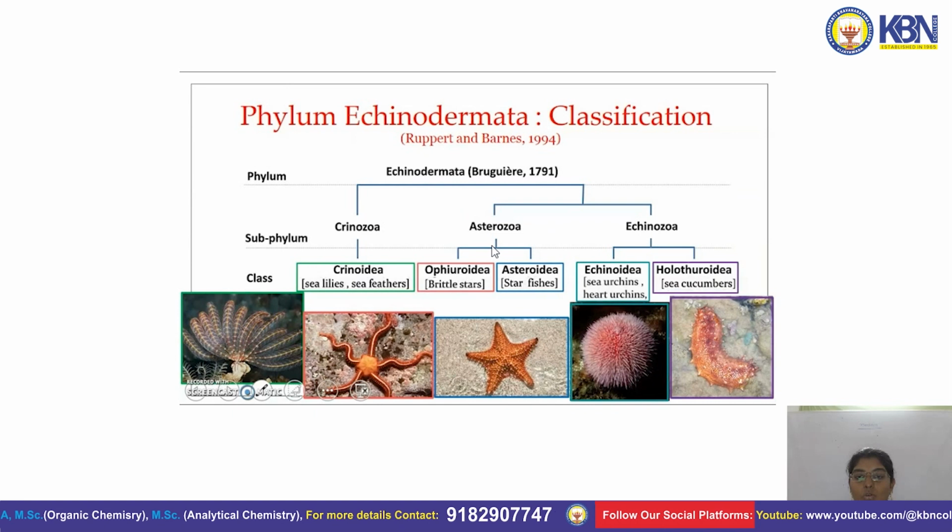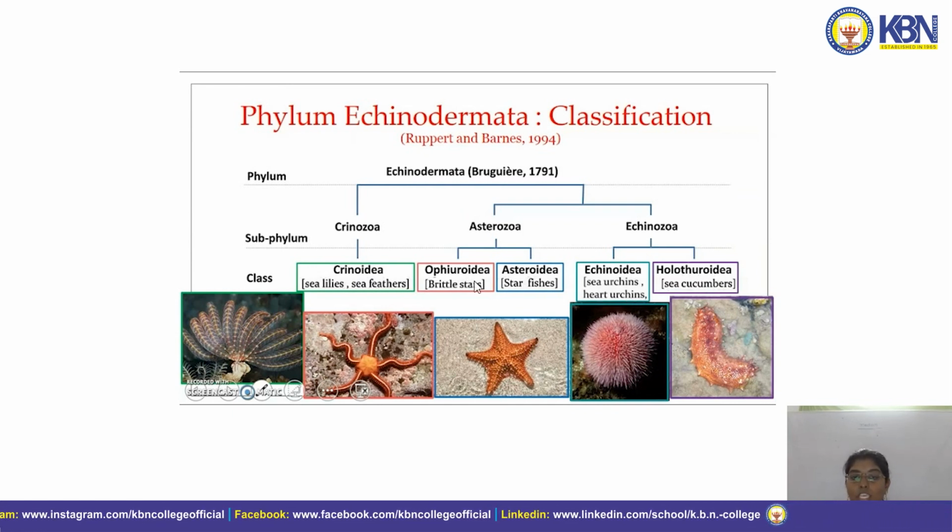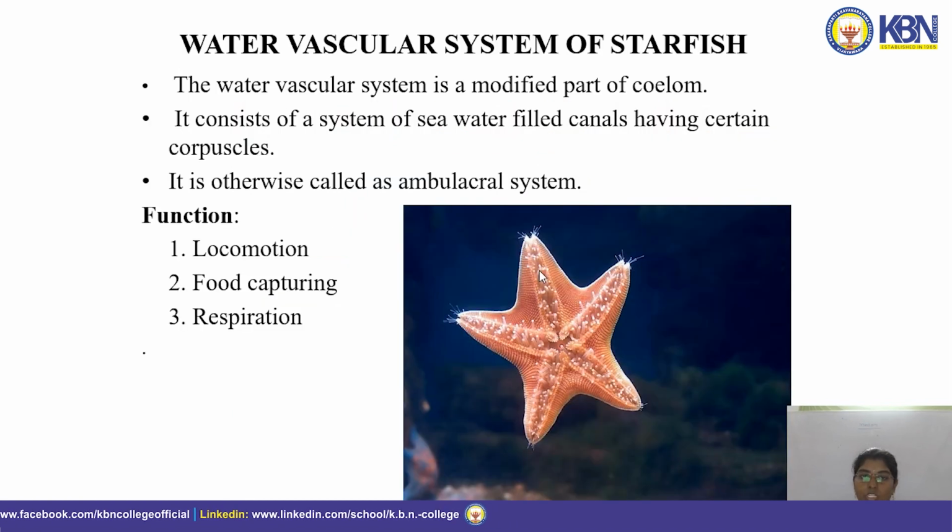Asterozoa is again divided into two classes, Ophiuroidea and Asteroidea. Next, Echinozoa. Echinozoa divides into two classes. Echinoidea, in which we can observe sea urchins and heart urchins. Next, Holothuroidea, in which we can observe sea cucumbers. Here, brittle stars and starfishes. This is the classification of phylum Echinodermata.